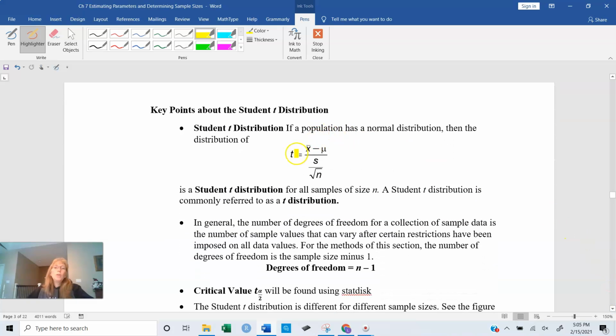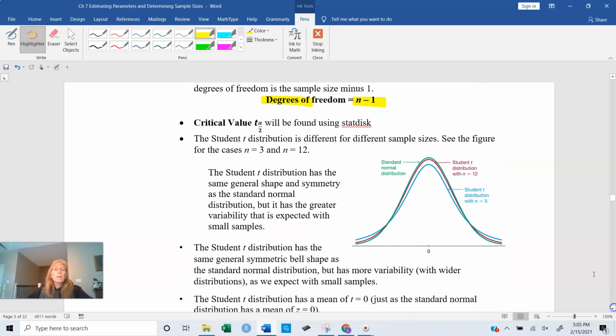A student t distribution can be found by t equals the sample mean minus the population mean, divided by the standard deviation over the square root of n. Again, we will be using StatDisk. Degrees of freedom, again, is n minus 1. Your critical value works the same, except now it's t of alpha over 2, and we find it using StatDisk. The student t distribution is different for different sample sizes, so n equals 3 and n equals 12 give you different distributions.